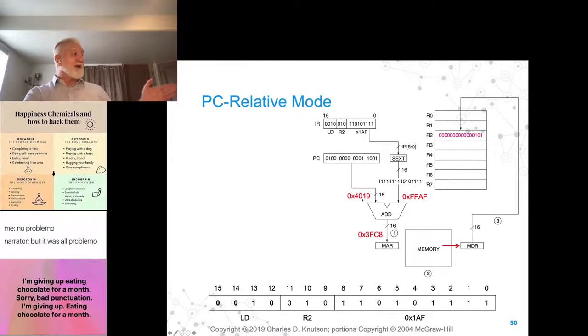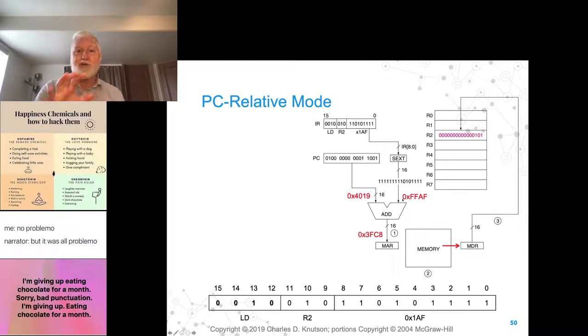All right. So now what I'm doing is adding 4019 with FFAF, or put another way, I'm adding that PC with this bit. I'm doing this bitwise addition. And it's a negative number, so it's going to be a number less than what the program counter was. It's going to be back behind the program counter. When I add it, I get this 3FC8, just happens to be this plus that.